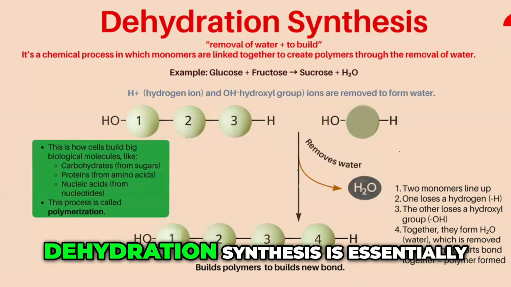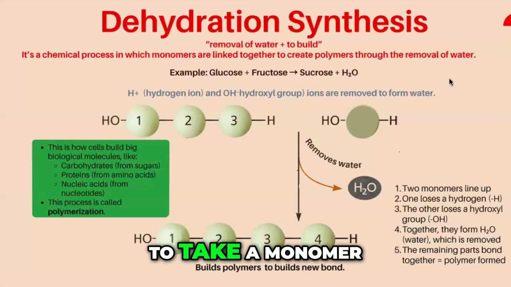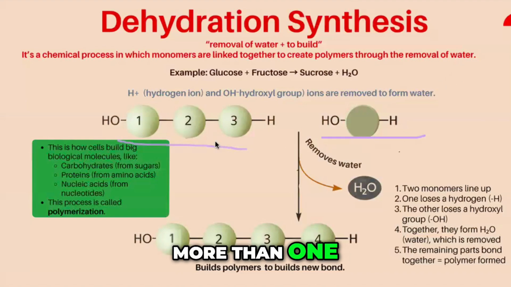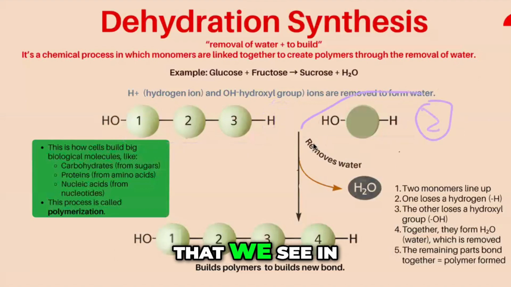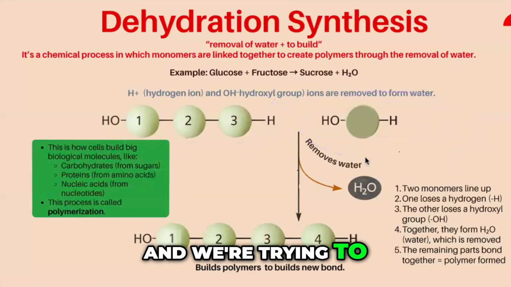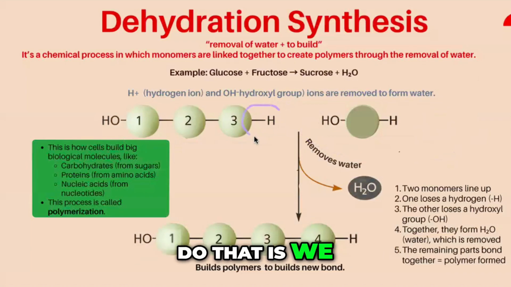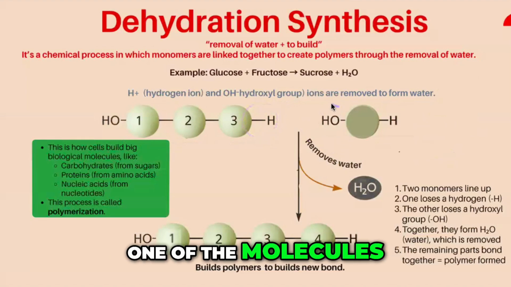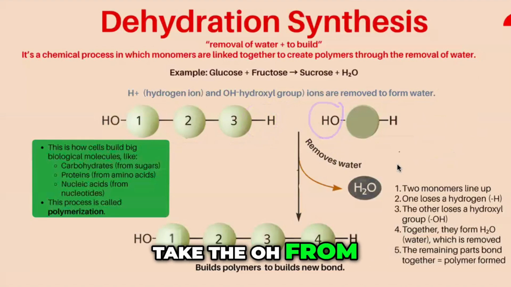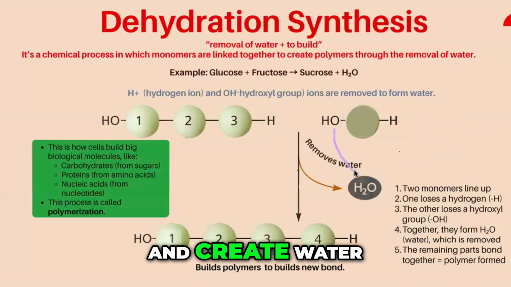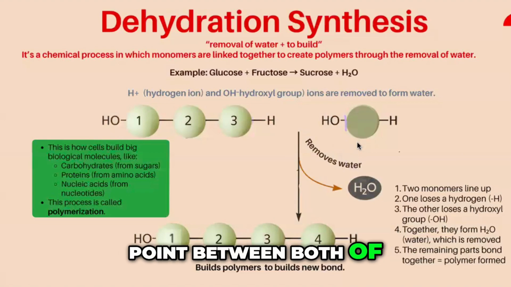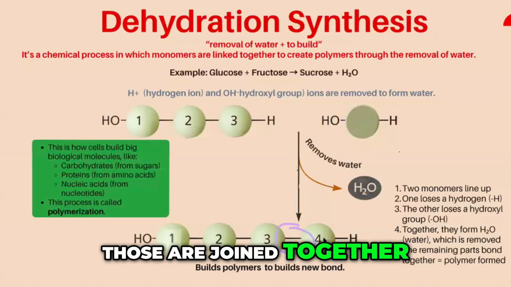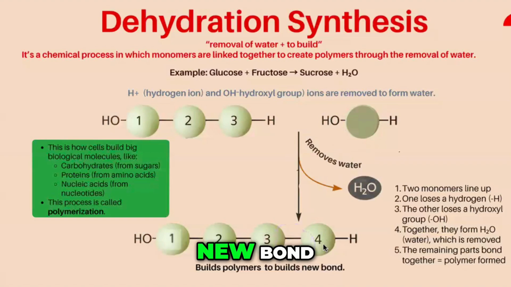So the goal of dehydration synthesis is essentially to take more than one monomer. So we have this whole monomer here and this monomer here that we see in this picture, and we're trying to combine them together. We're trying to link them together. The way that we do that is we take the hydrogen from one of the monomers and take the OH from the other monomer, and we create water, which is removed, essentially creating this breakage point between both of the monomers. Those are joined together and they create a polymer to build a new bond.